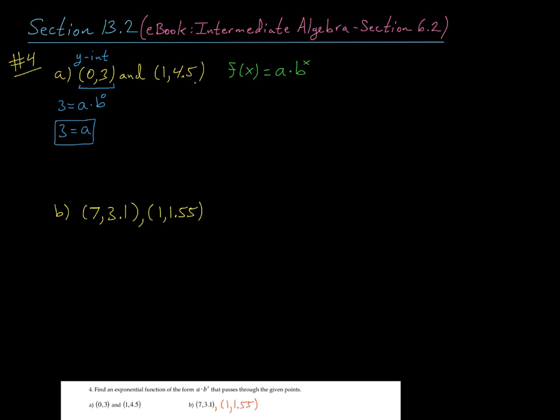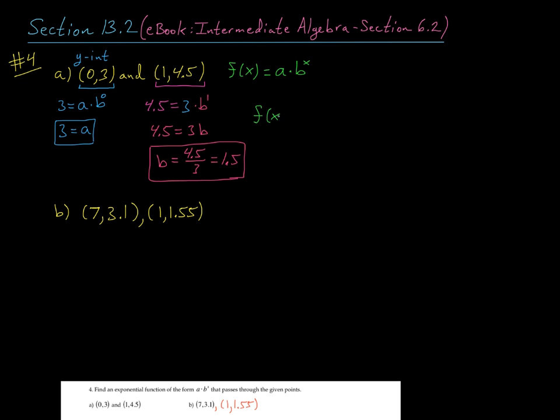Alright, what about the second point? What does this say? Well, if I set y to 4.5, then I'm going to get my a, which is 3, times the b value raised to the x, and x is 1, so I get 4.5 is equal to 3 times b to the first. B to the first is just b, so this is really saying 4.5 is equal to 3b, and now dividing, I'll get that b is 4.5 divided by 3, and that is equal to 1.5.